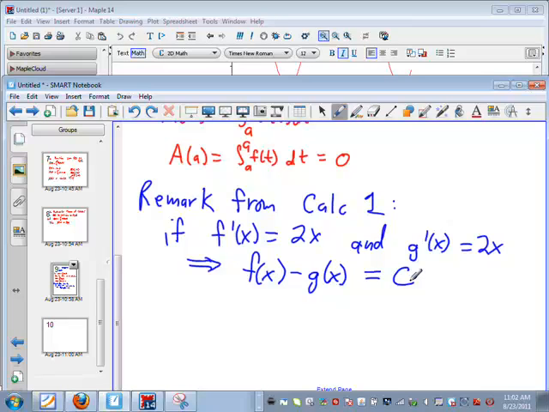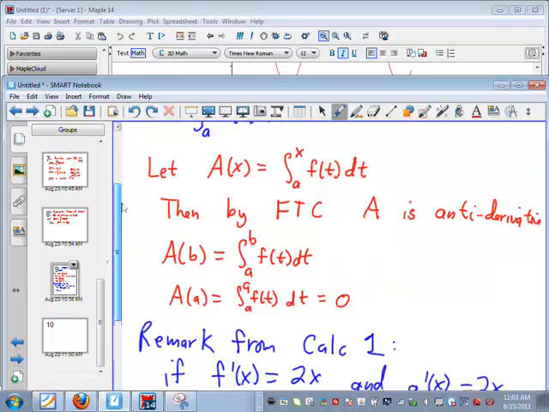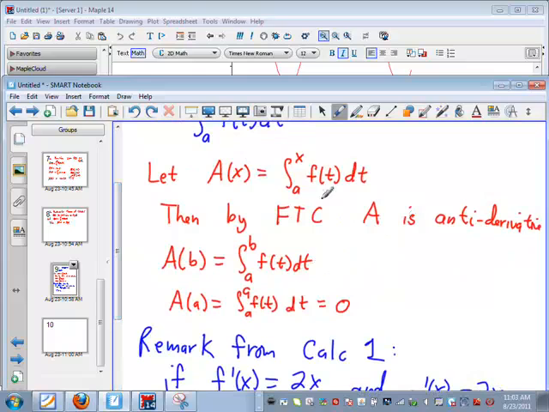Two functions have the same derivative. The difference is constant. This has some implications. Particularly, it says something about x squared, that every single antiderivative of 2x must be x squared plus some constant. That if any function has a derivative that is 2x, then the function has to come from x squared plus something else. That's the remark. Well, what does that have to do with this?